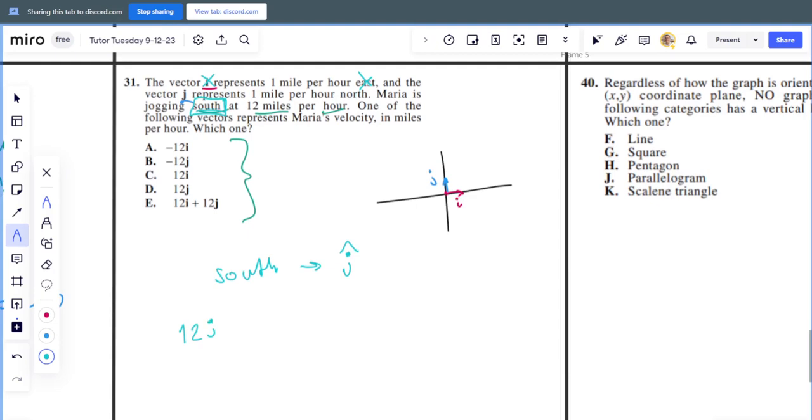12j would equal 12 miles per hour north. If we negate that, we get negative 12j, which is 12 miles per hour south. So definitely it should lead us to answer choice B. And you see i never comes into the picture. We can eliminate anything that has to do with i, because i strictly corresponds to the east and west direction.